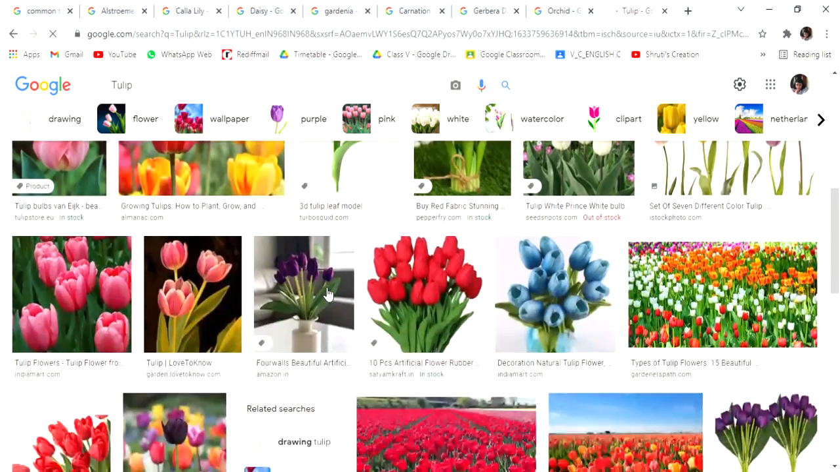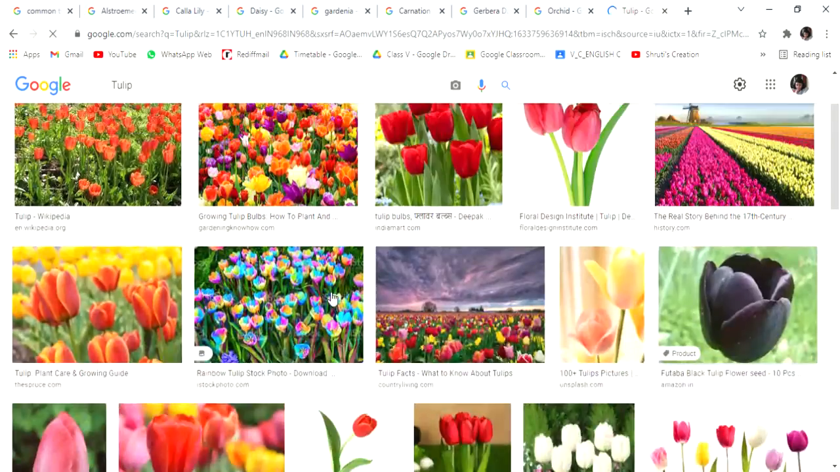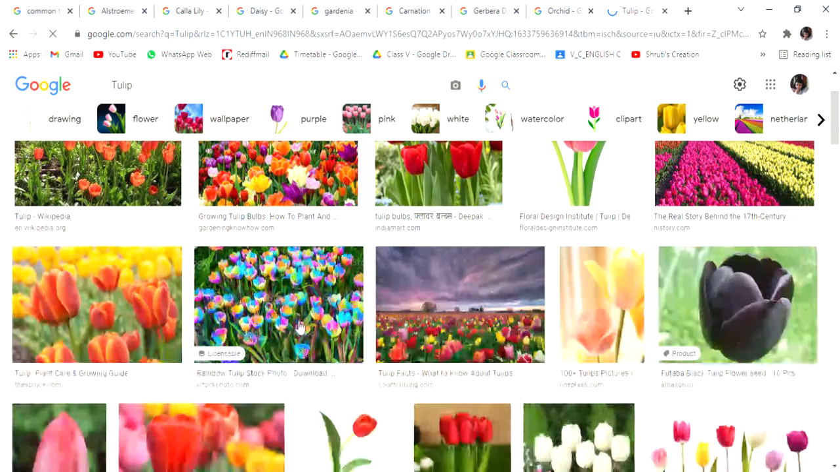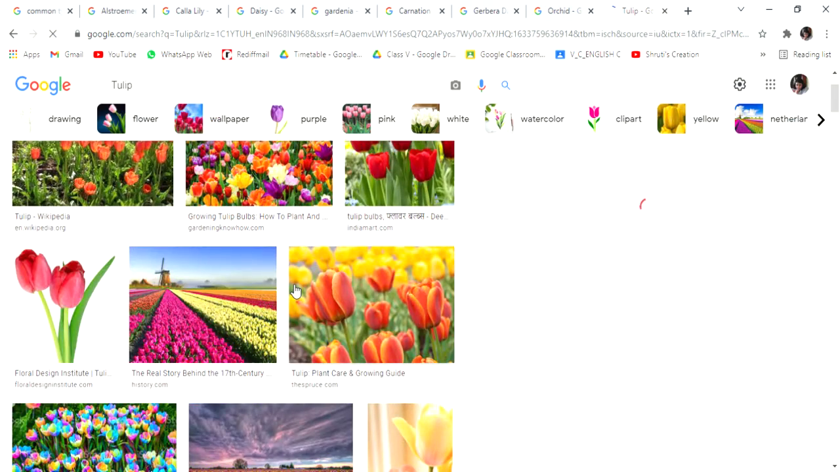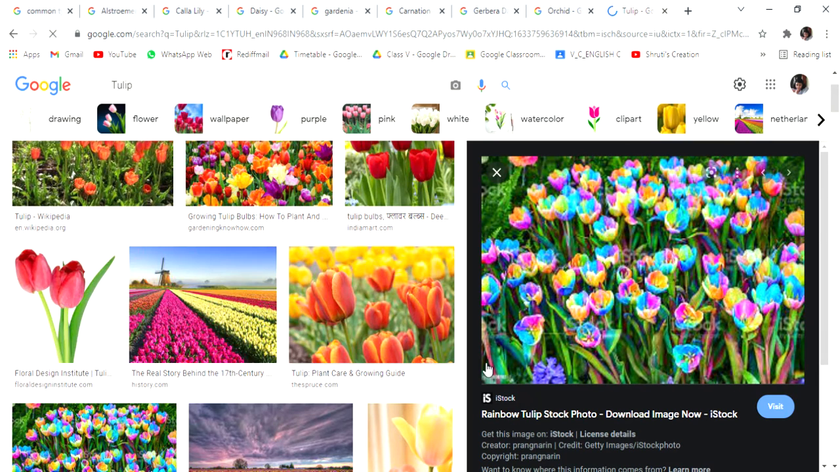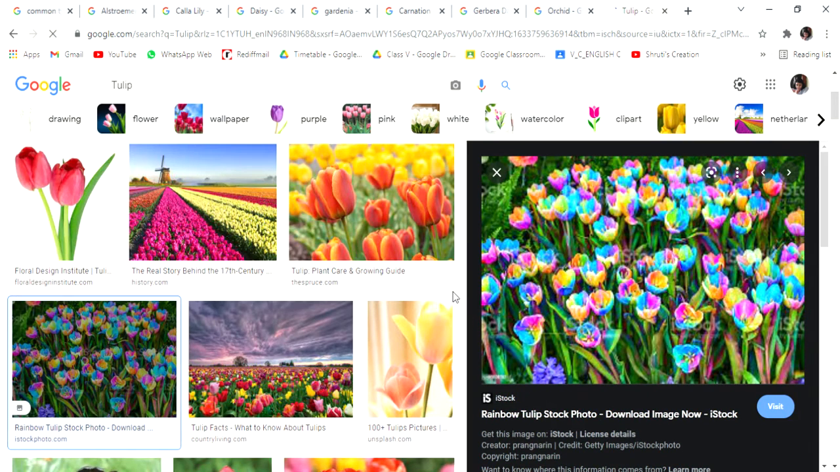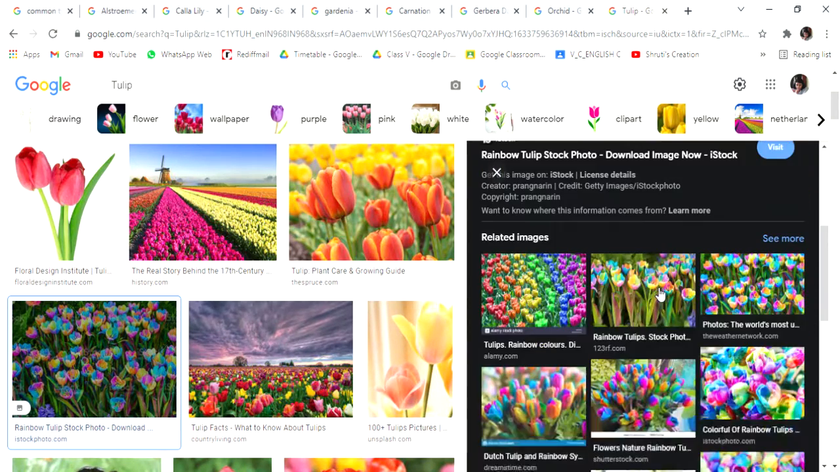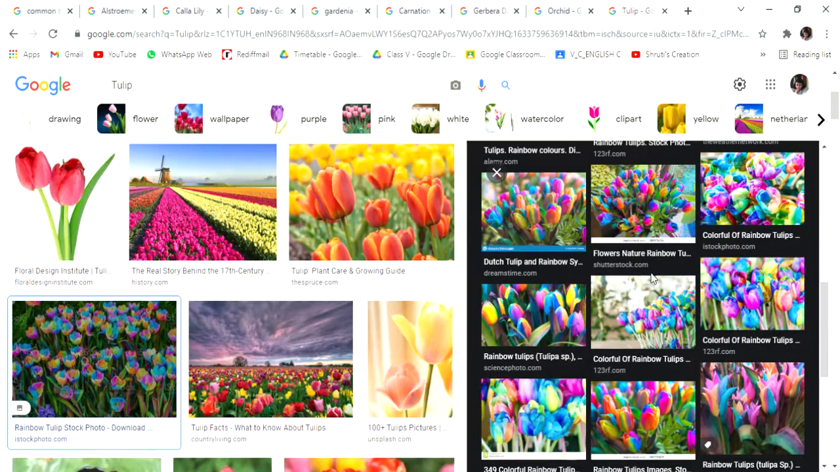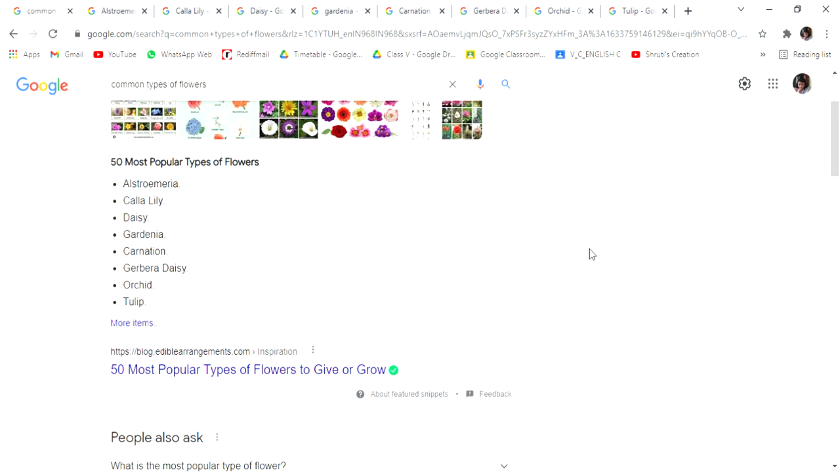Some problem. Wait. Yes. So this one is actually rainbow tulip. If you see it nicely, it's a really nice tulip. Rainbow colored, seven colors tulip. It looks good when you plant it in your home, but it's a really expensive one. But if you want to plant a simple tulip, a many-colored tulip, then you can. Okay, so these were some flowers.